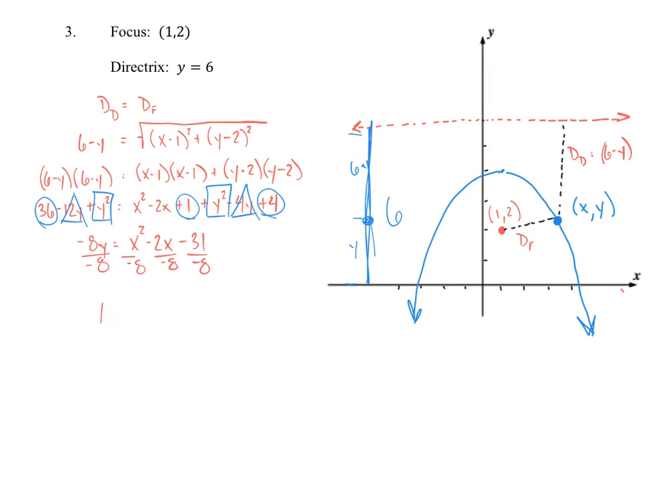And what you're left with is y equals negative 1/8 x squared. This is going to be a positive. We can reduce that to 1/4 x. And this is going to be a positive. There's nothing we can do here. We're just going to have to call that 31/8. And there is the equation of your parabola.